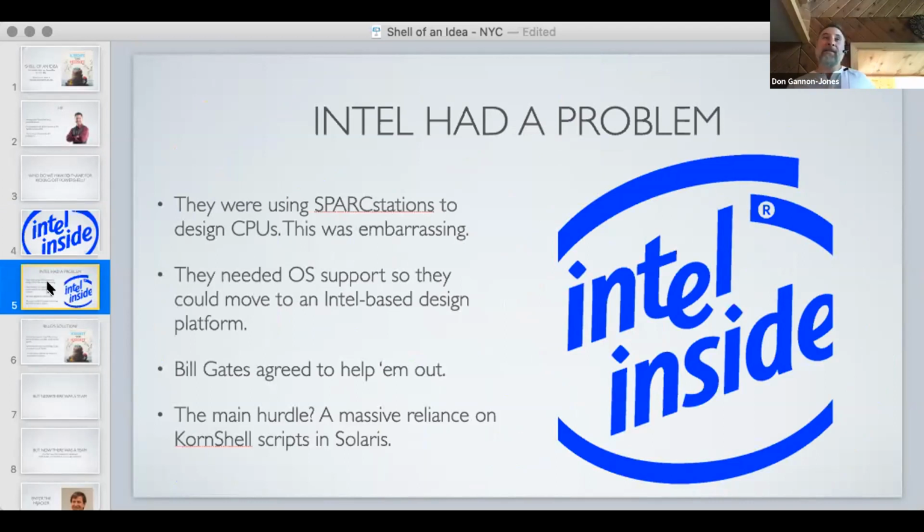The CEO of Intel at the time thought, I mean, do our chips suck that much? Well, the answer was, no, actually they didn't. The Intel chips were decent. They were powerful enough, but there was no operating system out there at the time that could really leverage what they needed. And so they needed an operating system so they could move all of their chip design to Intel-based computers. And Bill Gates said, we got your back. We are going to do this for you.